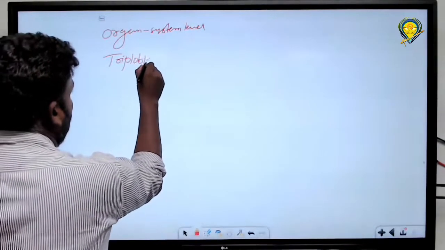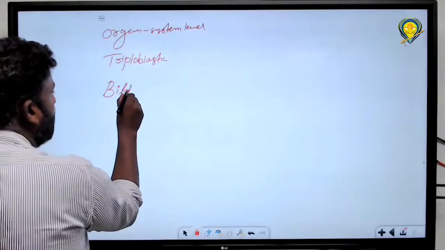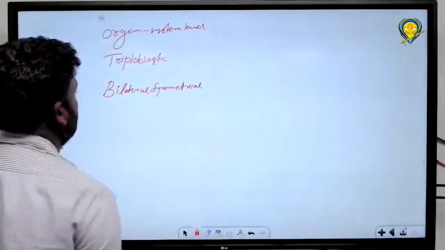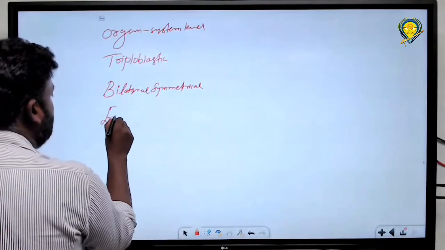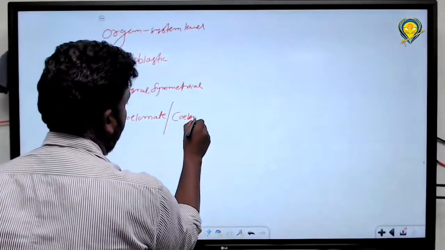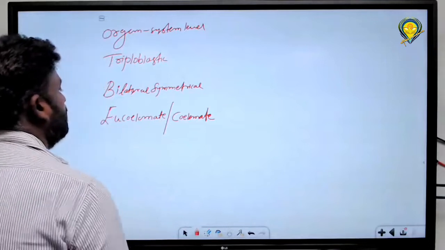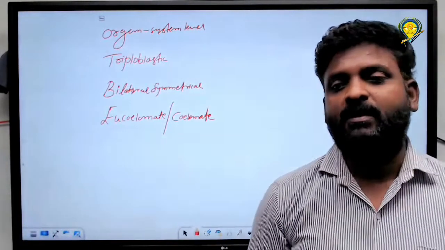Next one, it belongs to triploblastic, right? And next one, the symmetry is always bilateral, symmetrical organisms, right? And the next one, what kind of coelom is it? The coelomate, also called eucoelomate. That's it. This is the introduction, the levels of organization and body plans.